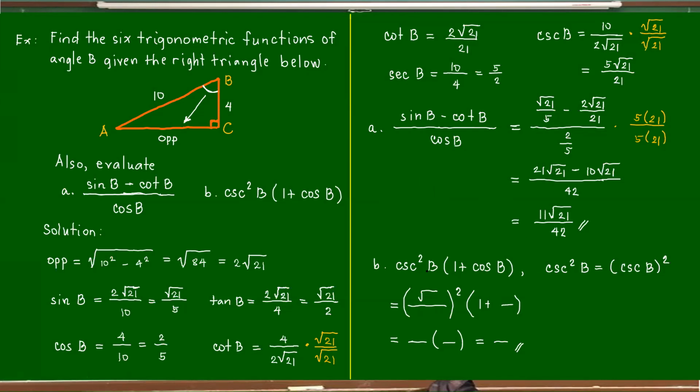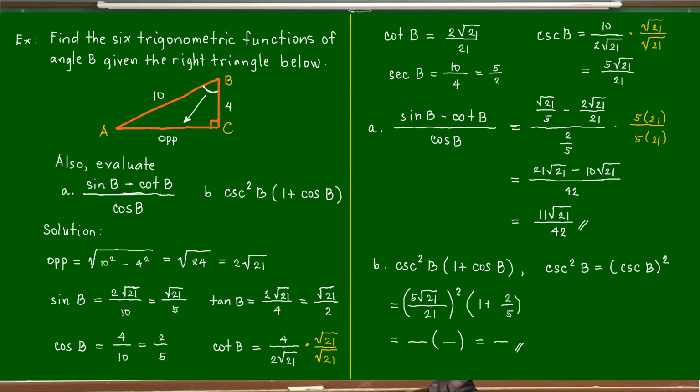Okay, so what about the second expression? Cosecant B. What is cosecant B? 5 over square root of 21, or 5 square root of 21 over 21. Quantity squared, then multiply by 1 plus cosine B. What is cosine B? 2 over 5. Okay, so let's square the first factor.